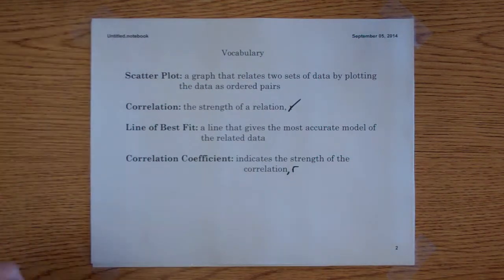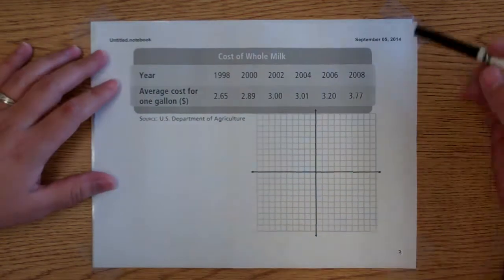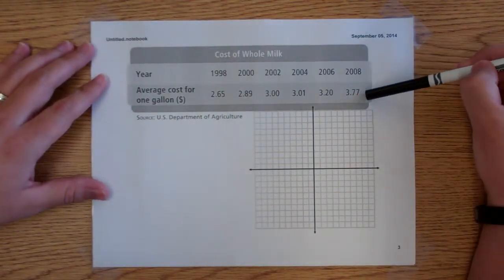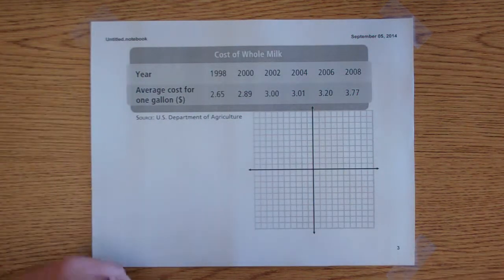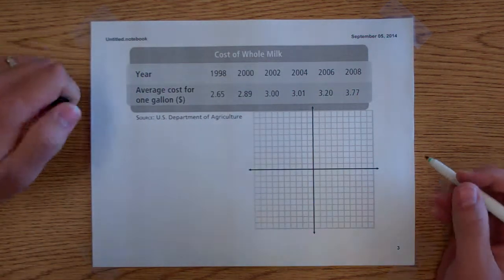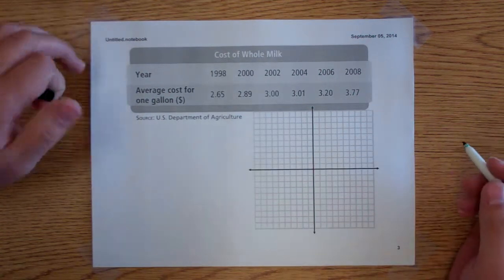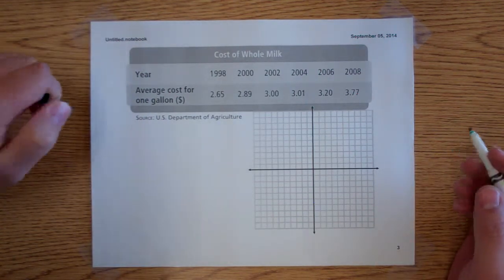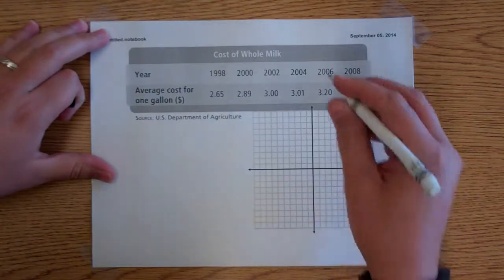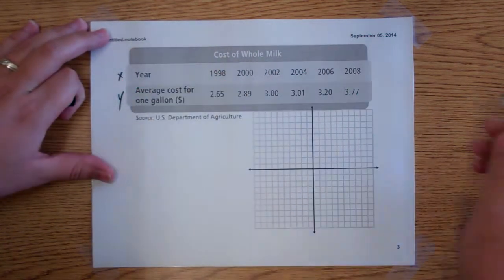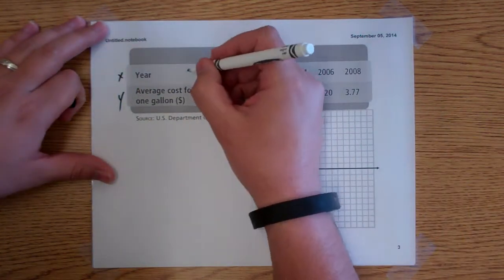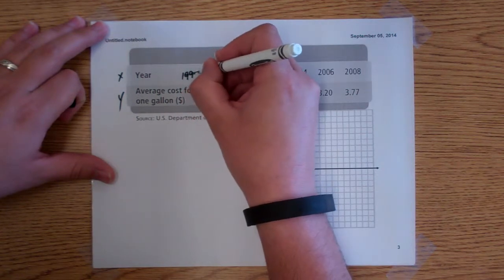All right. So let's go over what a scatter plot is first. So here we have some data. We have the years and we have the price of 1 gallon of milk. So with a scatter plot, what you do is you plot them as ordered pairs. We'll make the years X and the price Y. Now, let's make 1997 year 0.